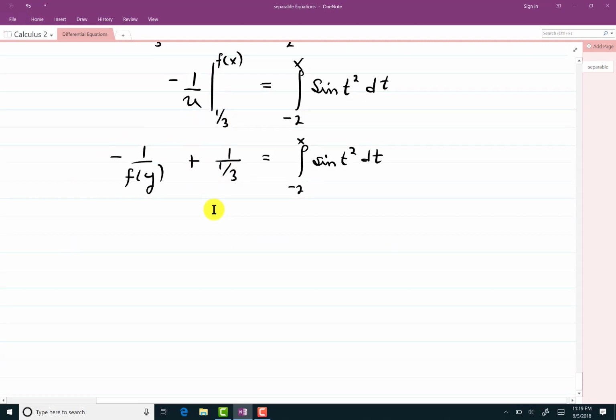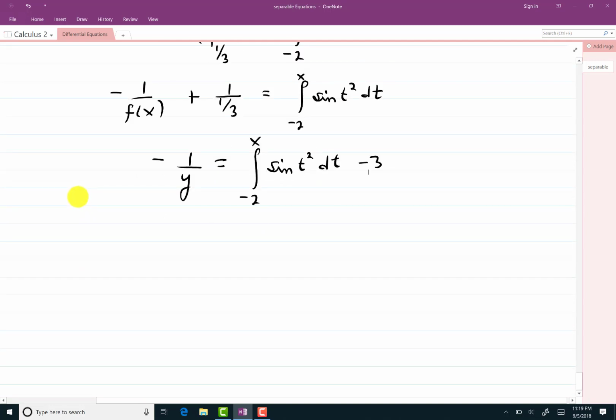This part, of course, is equal to 3. So I'll get negative 1 over f of x. I'm going to change now back to y to make life easier here. That's going to equal the integral from negative 2 to x of sine of t squared dt minus 3. And then for my last step, I'm going to simultaneously reciprocate and divide by negative 1. And so I'll end up with y equals 1 over 3 minus the integral from negative 2 to x of sine of t squared dt.